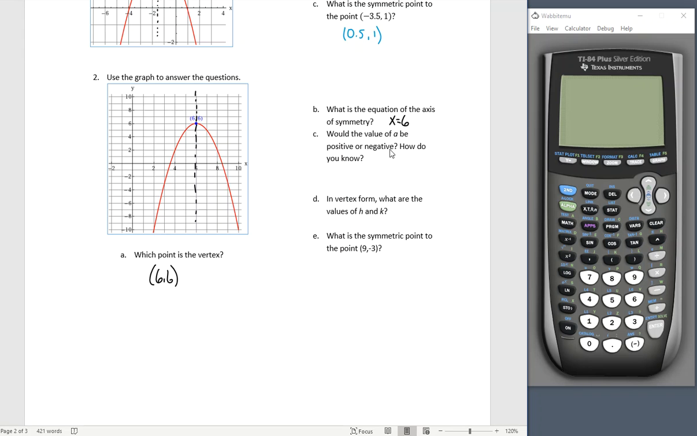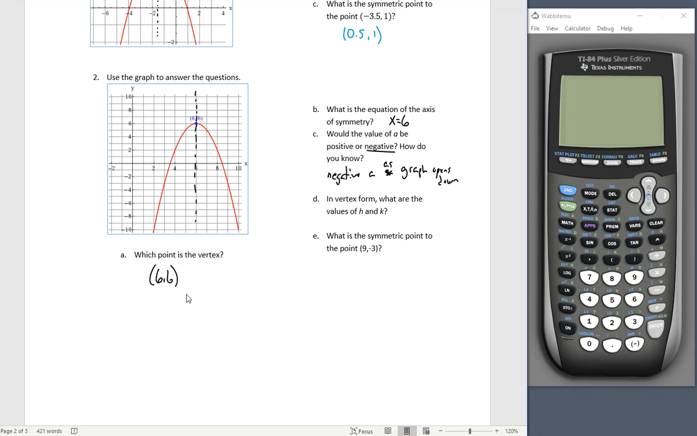Would the value of a be positive or negative? So since the graph opens down, we would have a negative a, negative a as the graph opens down. Okay, so how do I know the graph opens down? Is it positive or negative? So make sure you follow that up with an answer.